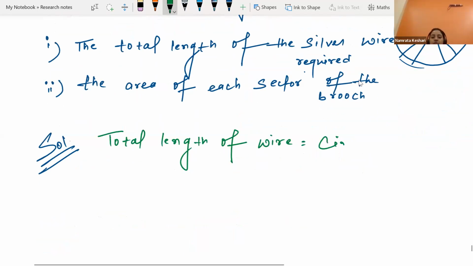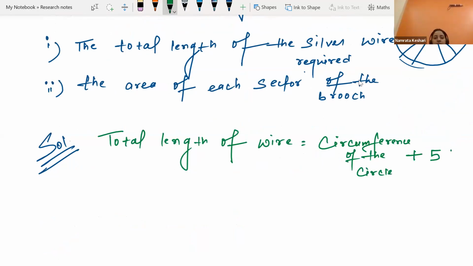Circumference of the circle plus 5 diameters length. Okay, like the first diameter plus the second diameter plus the third diameter plus the fourth, all are the same length, so basically we can write 5 times diameter. Yes or no?